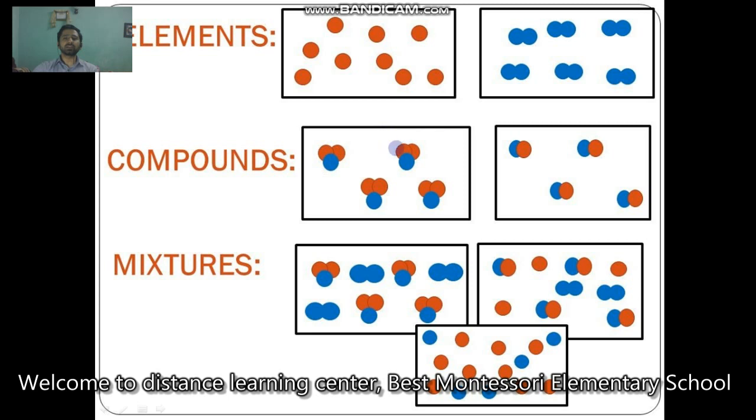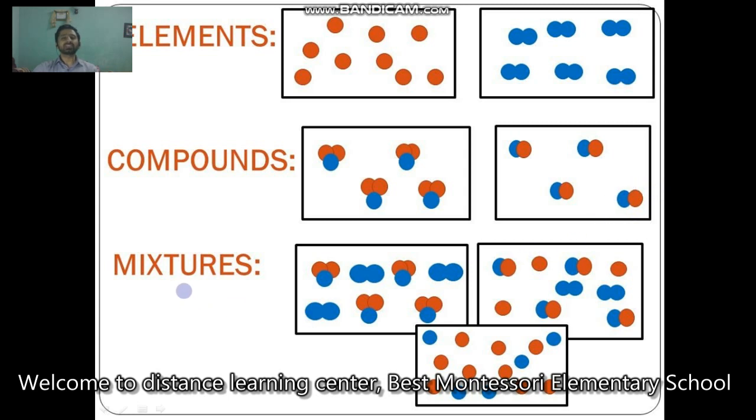Let's look at the combining of molecules. The molecules are the same everywhere. Let's see in both of the boxes. The molecules in the first box, the first compound, are the same. There are 4 molecules: 1, 2, 3, 4. They are the same. All those molecules are the same.